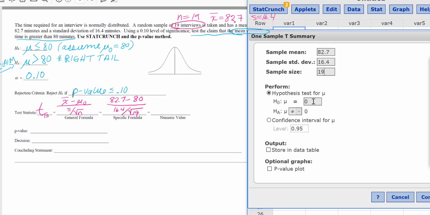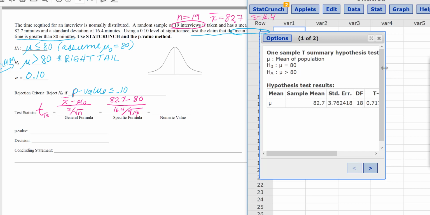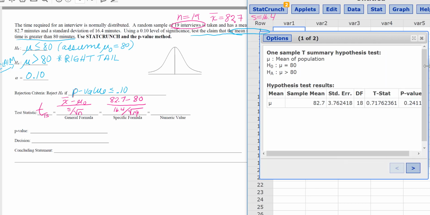Hypothesis test for a mean, we perform that. And remember, our H sub 0, our claimed mean, is going to be 80. Our alternative hypothesis is the same, except we have to change the inequality sign. Our claim is, remember, the mean is greater than 80, so we're going to switch that symbol to greater than. I'm going to do the optional graph as the p-value plot, and then hit compute. It calculates this information for us. It tells us the t-stat and the p-value.